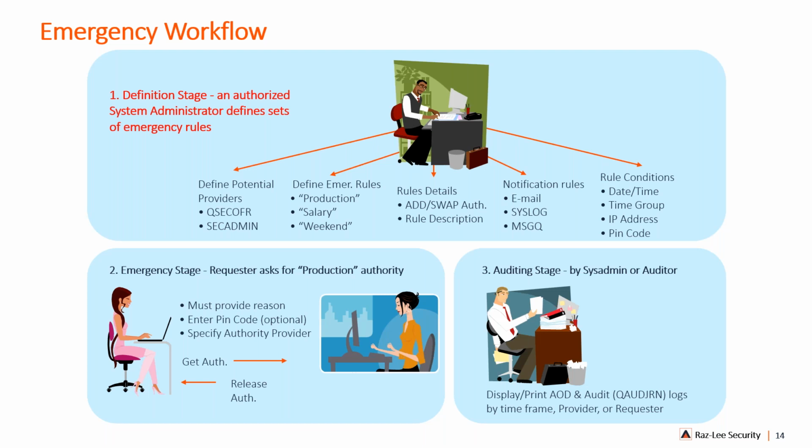For example, we define the providers first, like QSECOFR, and then we can give names to these rules, like production, like salary, like weekend profile. And of course, we have to decide what method we're going to use for this rule. As I mentioned before, we have 3 or 4 methods, and I'm going to explain in the next slide. And of course, the notification rules, including email, and you can also send it to syslog, to your SIEM, a message queue, etc.